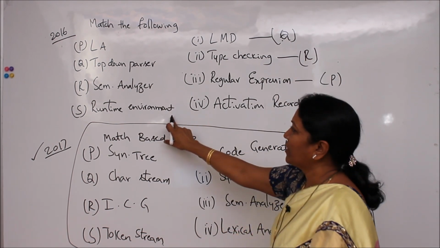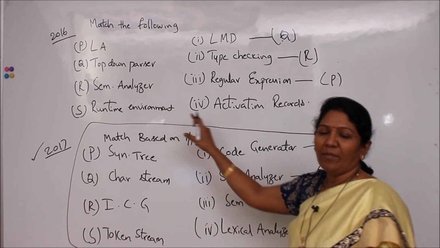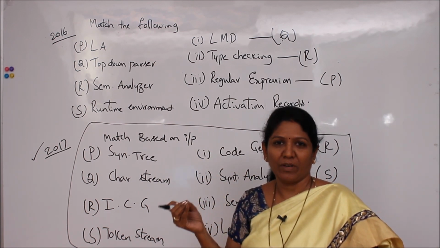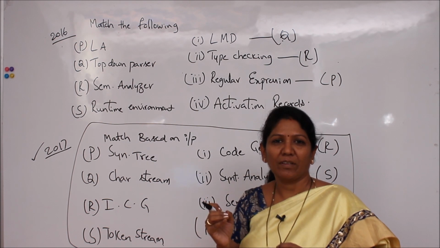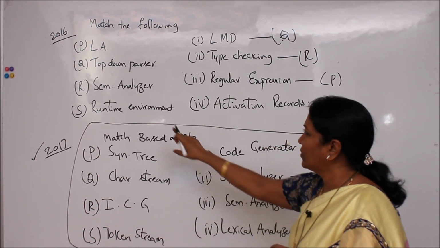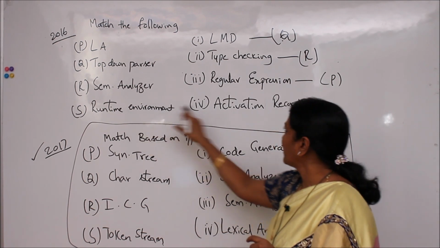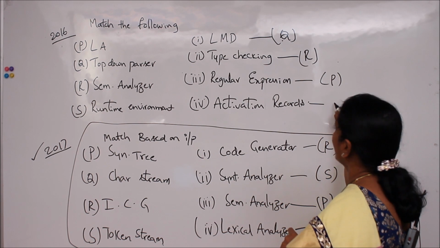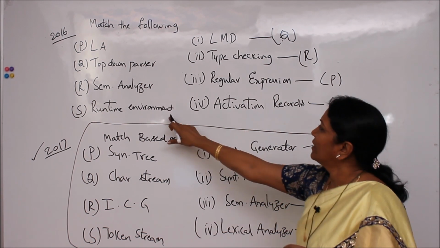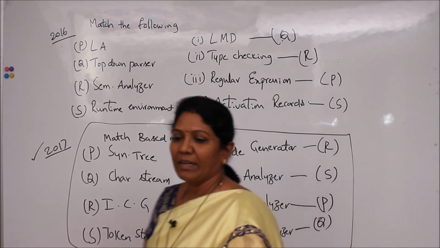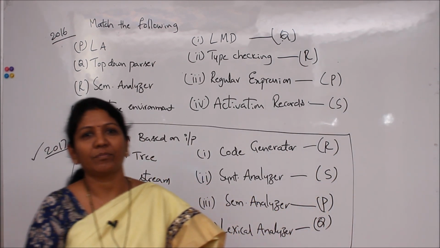And left out is runtime environment. Runtime environment actually, in order to execute any program or a function, the information required for the execution of any function is stored in a record called activation record. So during the execution, that is at runtime, it actually stores that information in the activation record. So you can match runtime with activation record. So that's all regarding the lexical analyzer.